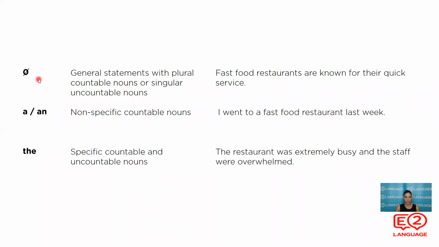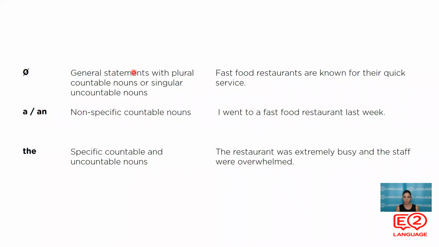So we don't use an article with general statements that use plural countable nouns or singular uncountable nouns. Let's look at an example. Fast food restaurants are known for their quick service. So I haven't said the fast food restaurants. Why not? Because it's a general statement. I'm not talking about any particular fast food restaurants, just fast food restaurants in general.